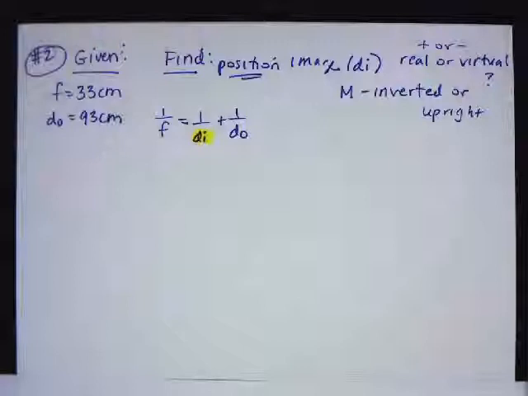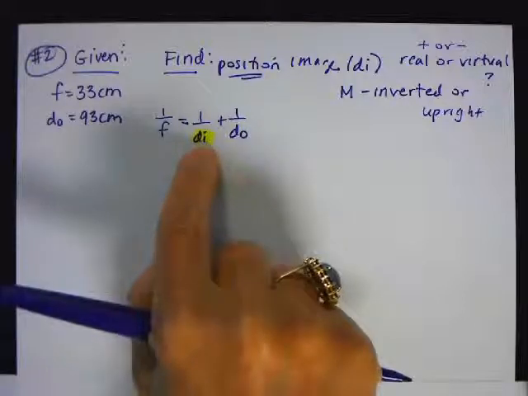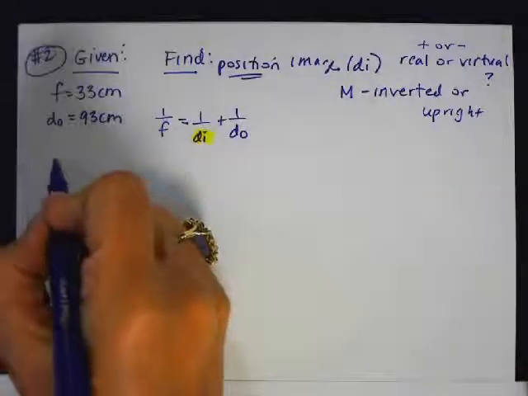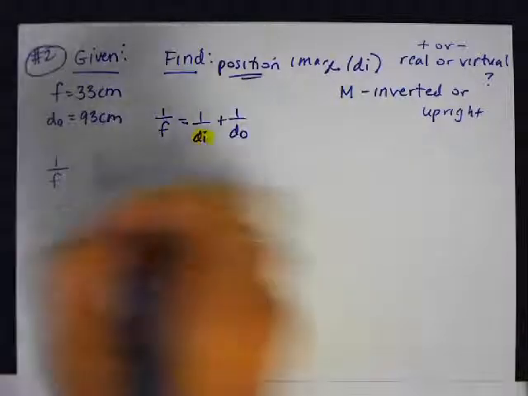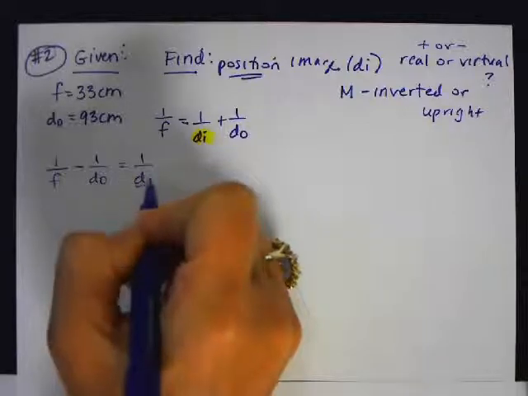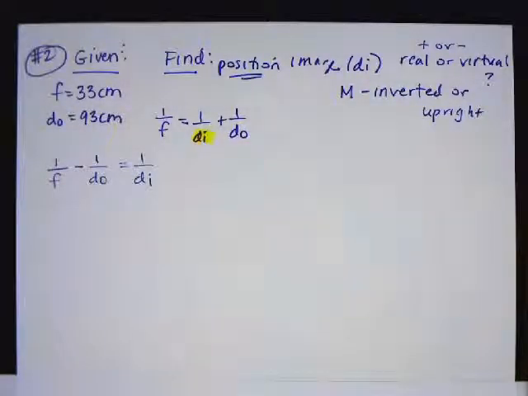So I can do basic algebra. If I want to solve for an unknown, I'm going to leave it where it is, and I'm going to move everything else. So the first step is to say 1 over F minus 1 over DO is equal to 1 over DI. All I did was subtract this from the other side.